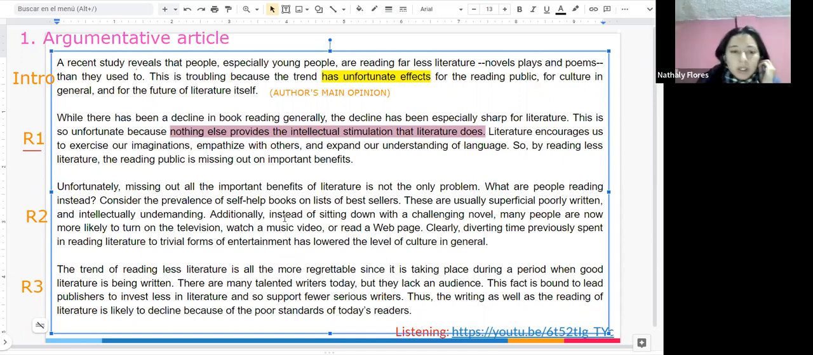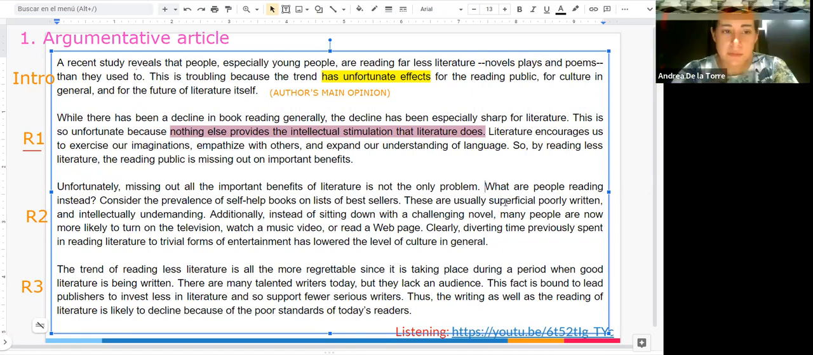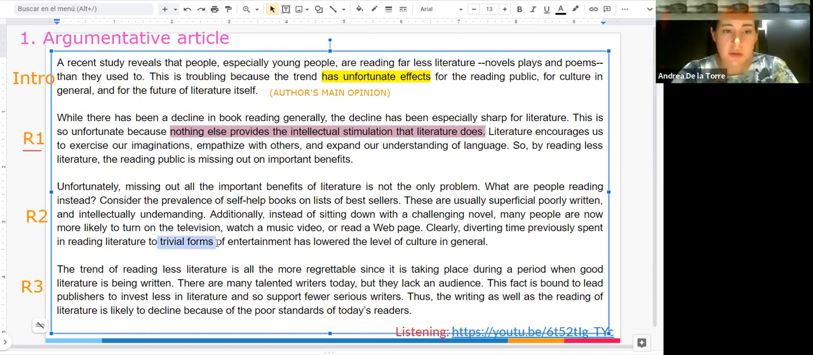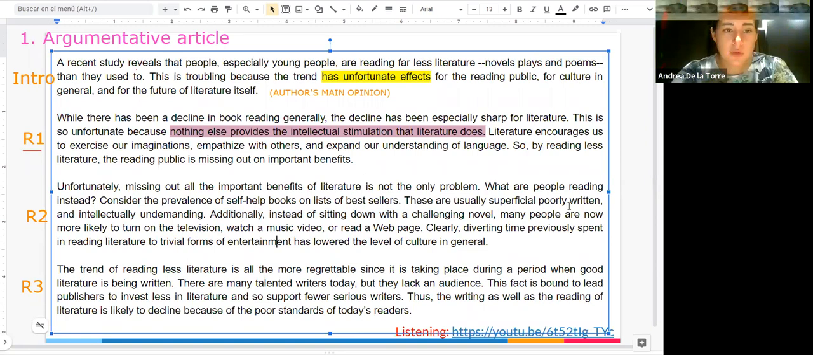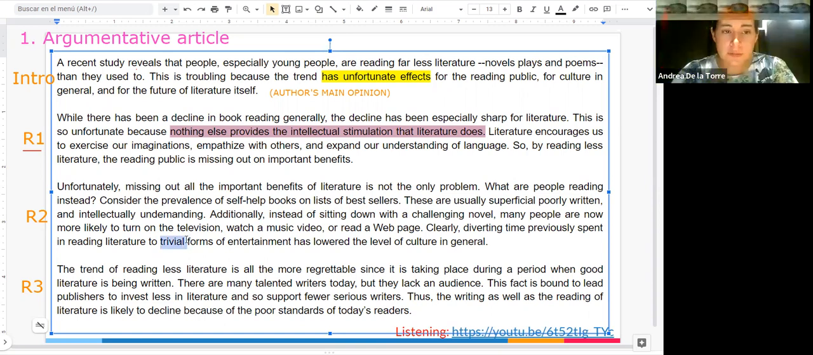It could be, these are usually superficial, poorly written, and intellectually undemanding. Okay, these are usually superficially poorly written. That is correct too, but again, that is just what we're saying when we say trivial forms of entertainment, because superficially poorly written, intellectually undemanding, basically is a definition of the word trivial, right?